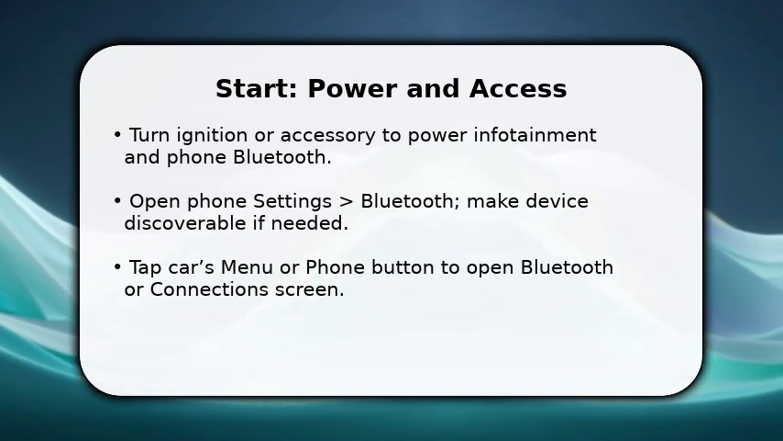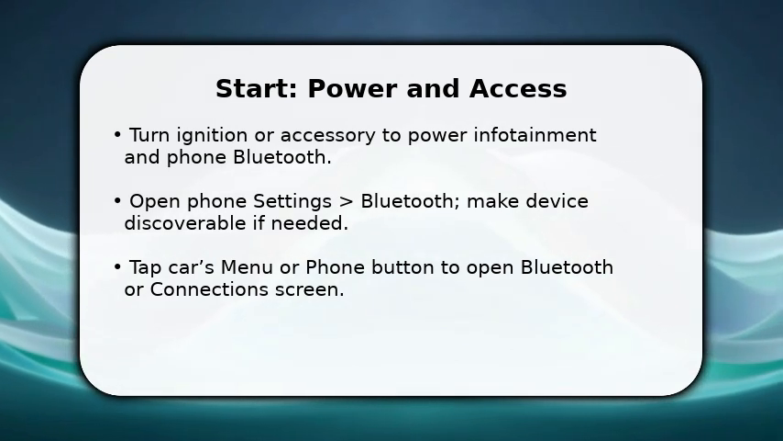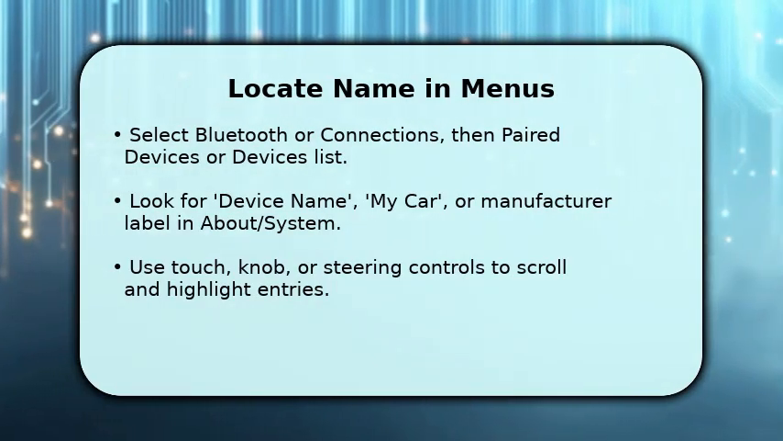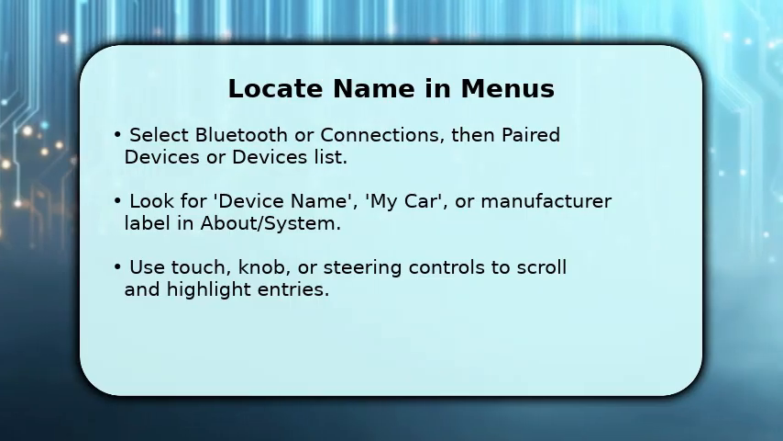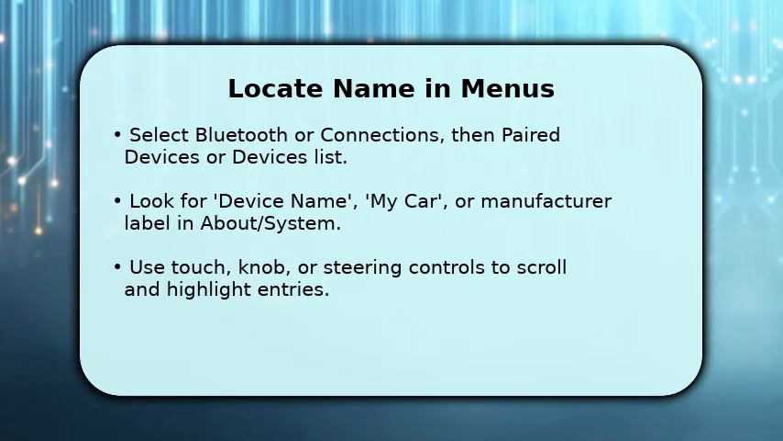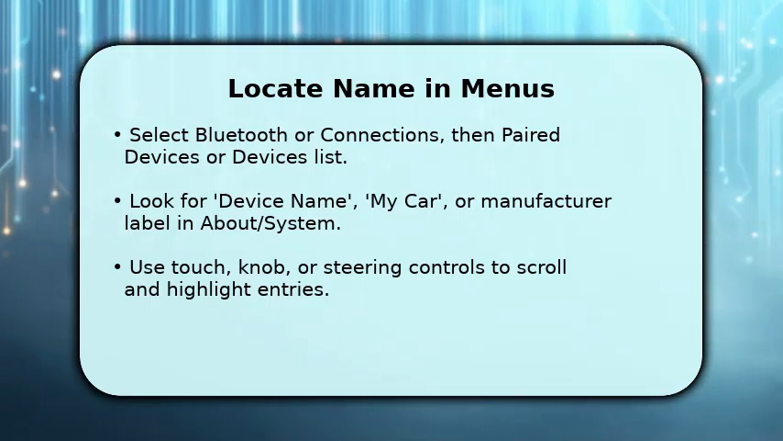Now navigate the infotainment screens to find the actual name. Go to Bluetooth, Connections, or Phone Paired Devices. Some systems hide the label under About or System Info. Once there, scroll the device list. Your phone or the car's own Bluetooth label appears as the name.